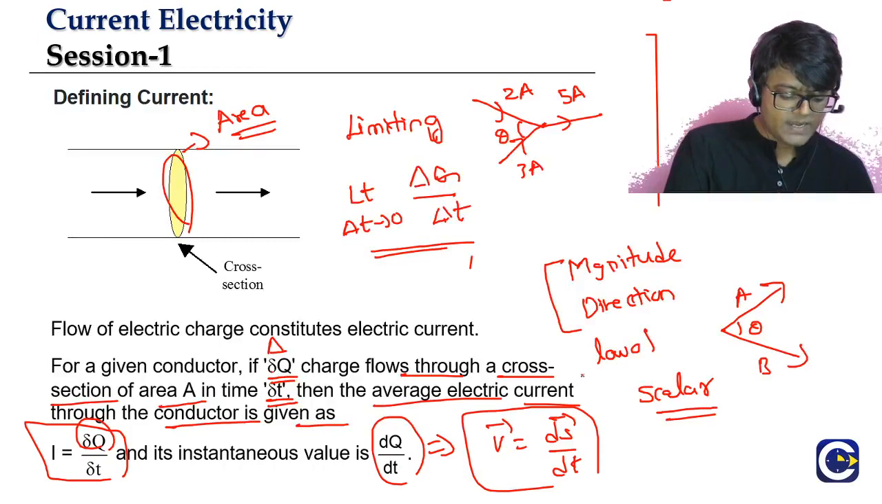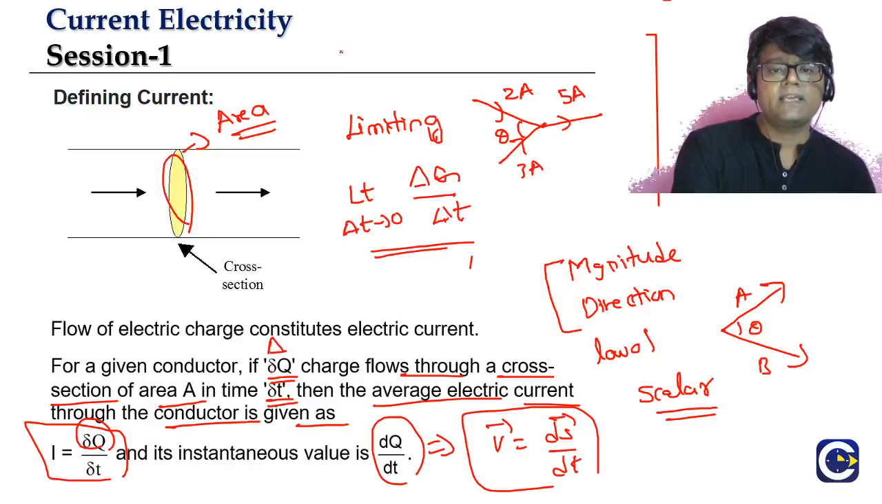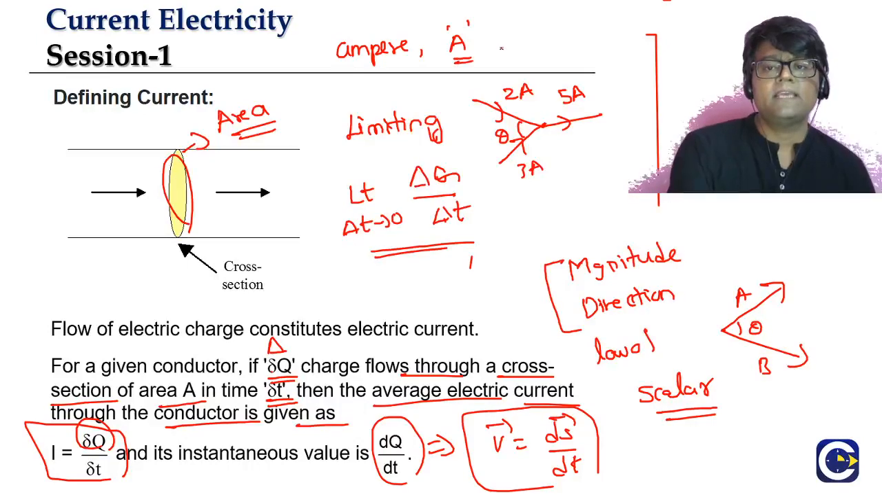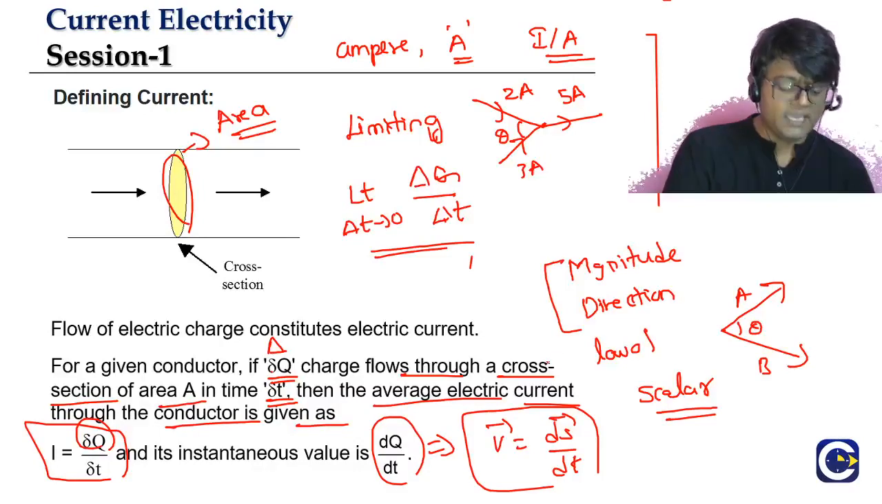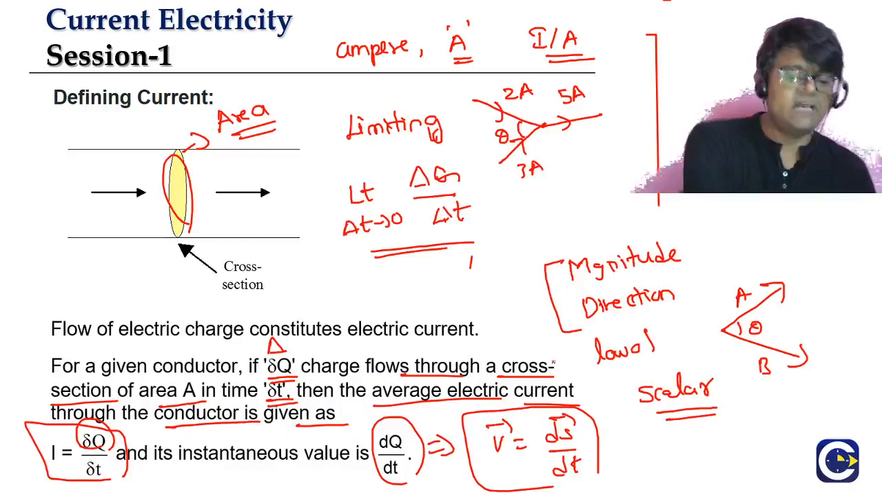Clear? Now if we look at electric current, what is the SI unit of electric current, guys? Ampere. And we use the symbol capital A for the SI unit. And this is a fundamental physical quantity. We use either I or A as the dimensional symbol for the electric current. What is the dimensional symbol for the electric current, guys? I or A. In some textbooks we will use I, in some books we will be using A. So this is what we have as the definition of electric current.